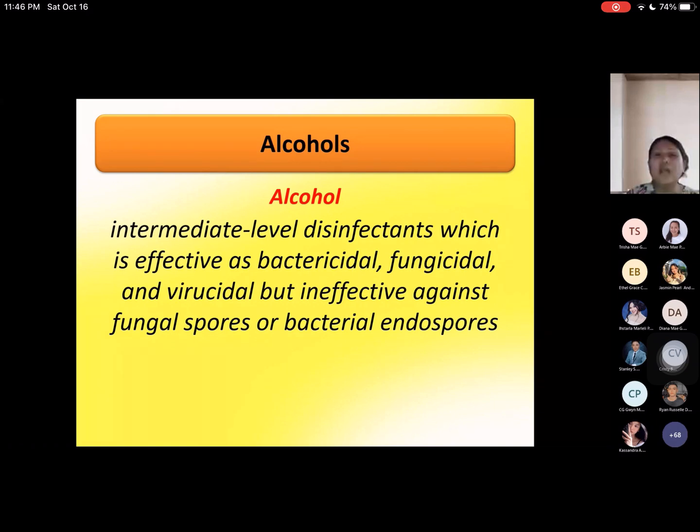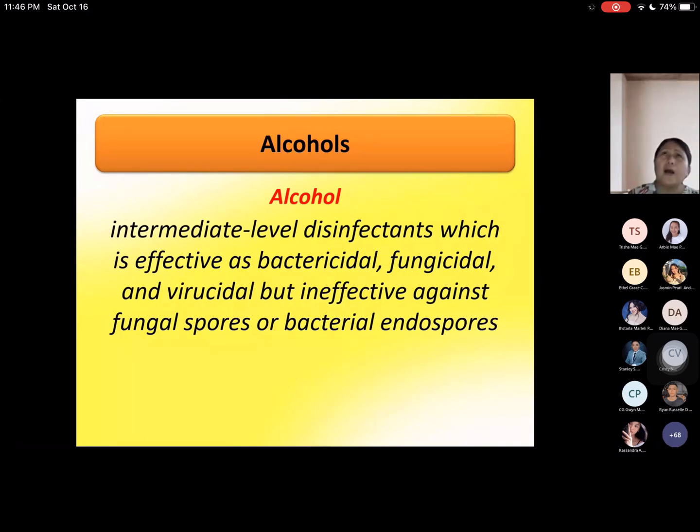Okay, next we have the alcohol. So the alcohol is the intermediate level disinfectant which is effective as bactericidal. When you say bactericidal, it kills, of course, specific bacteria. Fungicidal, specific to fungi, and virucidal, specific to viruses, but ineffective against fungal spores or bacterial endospores.